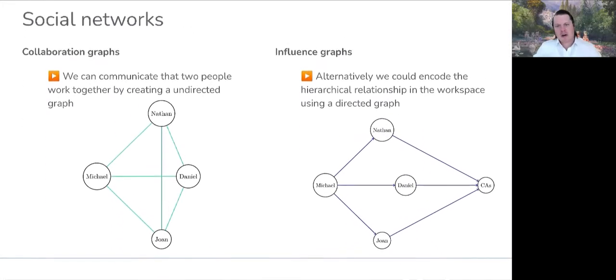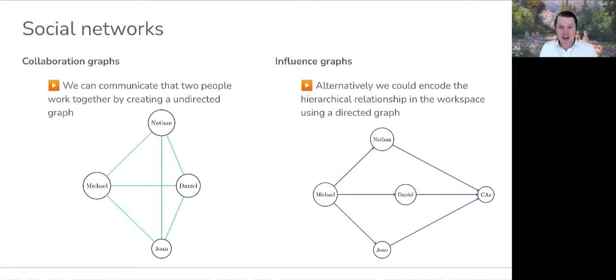So just to introduce a couple of other flavors of social network graphs. You can have collaboration graphs where we could communicate that maybe 2 people work together by creating an undirected graph with the edges saying that if there's an edge between any of the vertices, those people are known associates and have worked on some sort of project or in some capacity with one another.